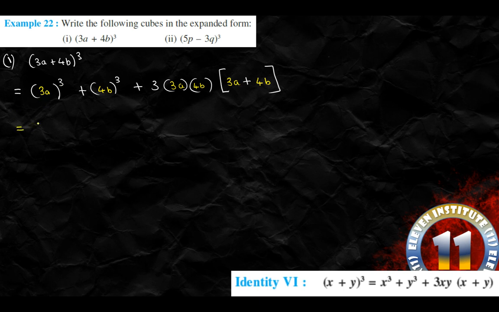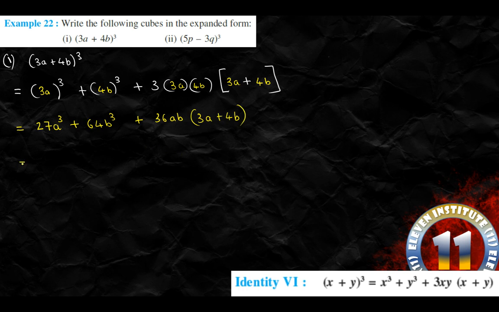3 cube is 27 and a cube is a cube. So here we have 27a cube plus 4 cube is 64 and with that we have b cube plus multiply this, 3 3s are 9, 9 4s are 36. So we have 36ab whole multiplied by 3a plus 4b will be kept as it is.